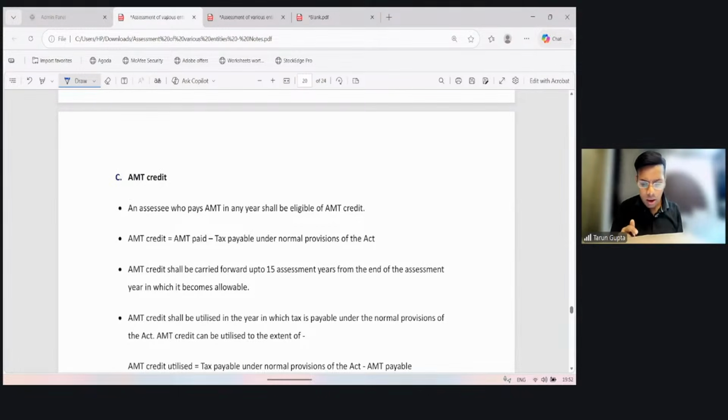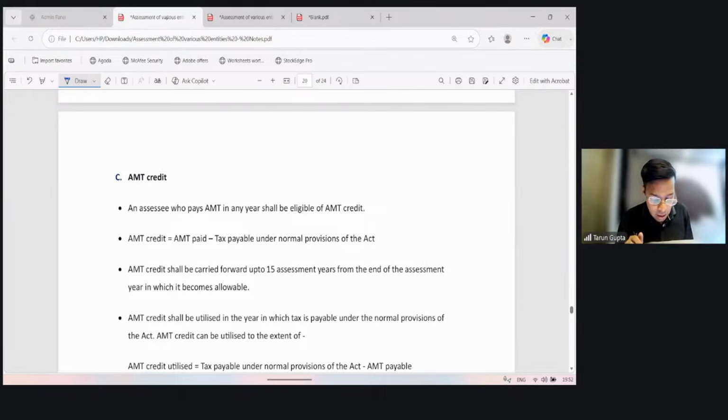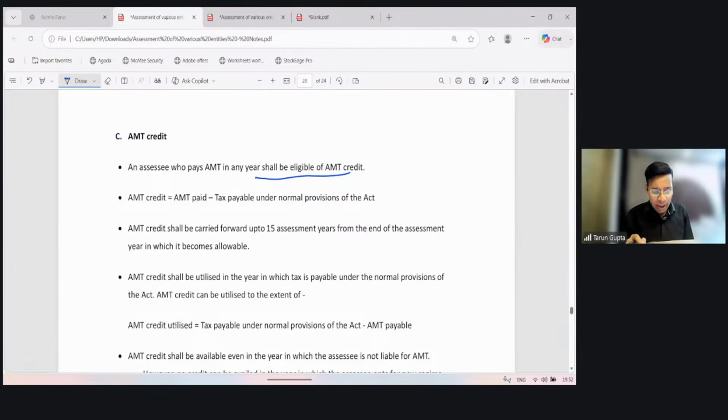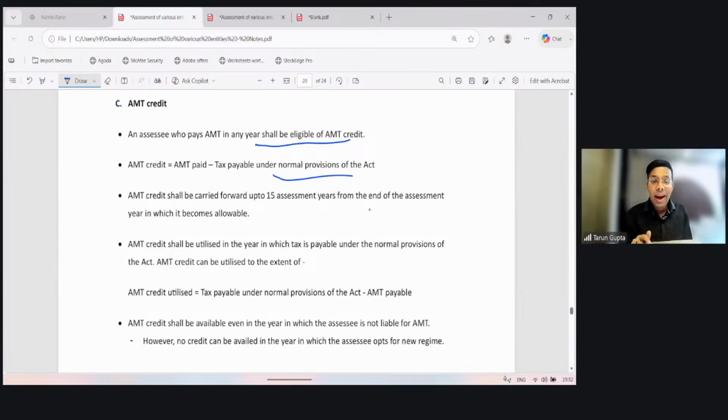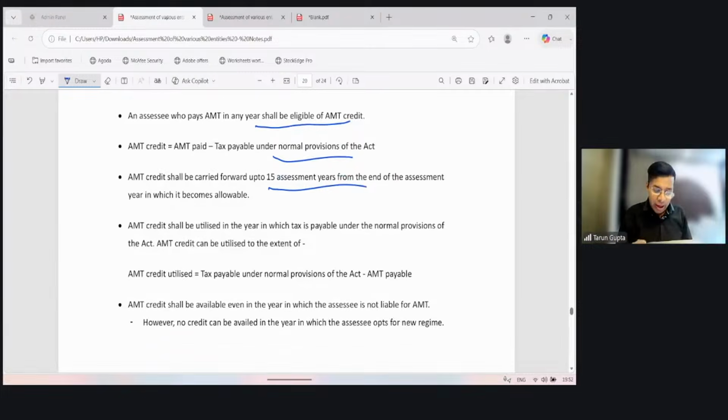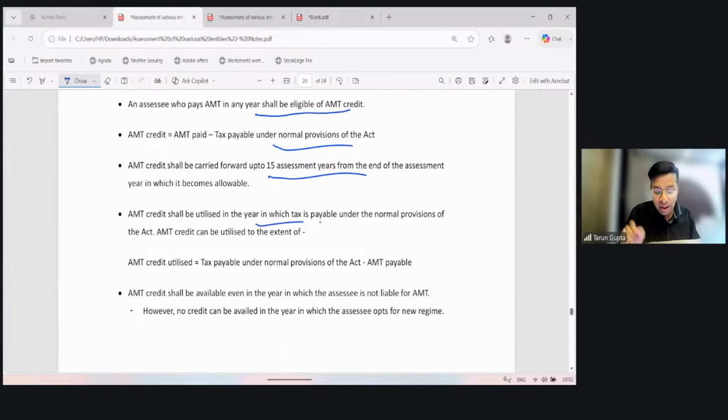So it says an assessee who pays AMT in any year shall be eligible for AMT credit. Everything is similar to MAT. AMT credit is equal to AMT paid minus tax payable under the normal provision. AMT credit shall be carried forward up to 15 years from the end of the assessment year in which it became allowable. AMT credit shall be utilized in the year in which tax is payable under the normal provision, to the extent of tax payable under normal provision minus AMT payable.